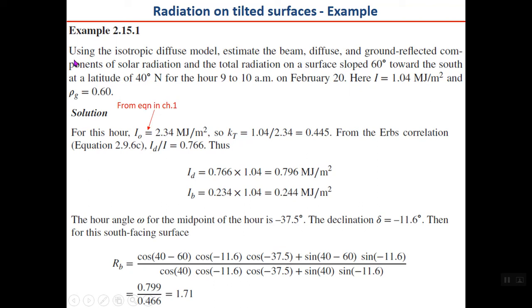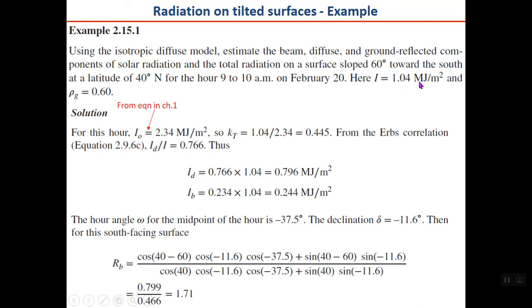isotropic diffuse model. Generally, if you are in the final exam, please note the topic. If I say to use the isotropic diffuse model, you should use the isotropic model. And if I say to use the anisotropic diffuse models, you should use one of the anisotropic models. So here it says, using the isotropic diffuse model, estimate the beam, diffuse, and ground reflected components of solar radiation and total radiation on a surface sloped 60 degrees toward the south at a latitude of 40 N for the hour between 9 and 10 a.m. on February the 20th.